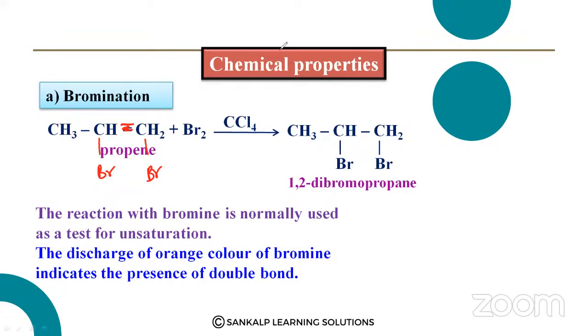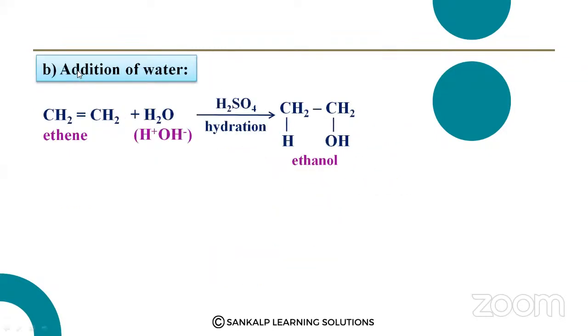Okay, this test is used for testing the unsaturation, that is, the presence of a double bond or triple bond. The discharge of the orange color of bromine indicates the presence of a double bond. So if your compound reacts with bromine and discharges the orange color, that means there is unsaturation present. That means there is a double bond or triple bond present in your compound. So this test tells you about unsaturation.